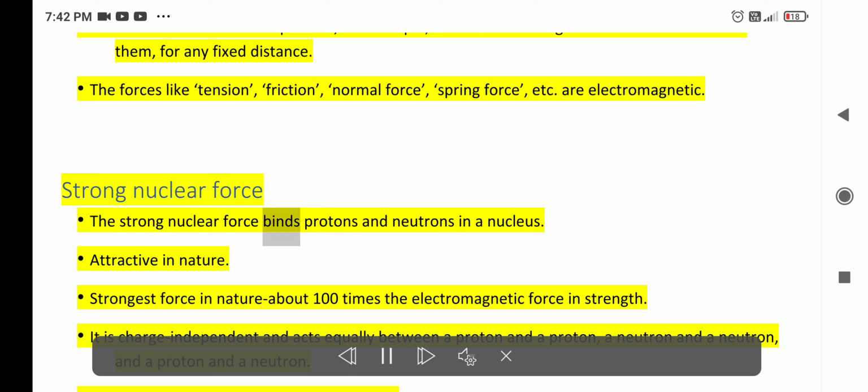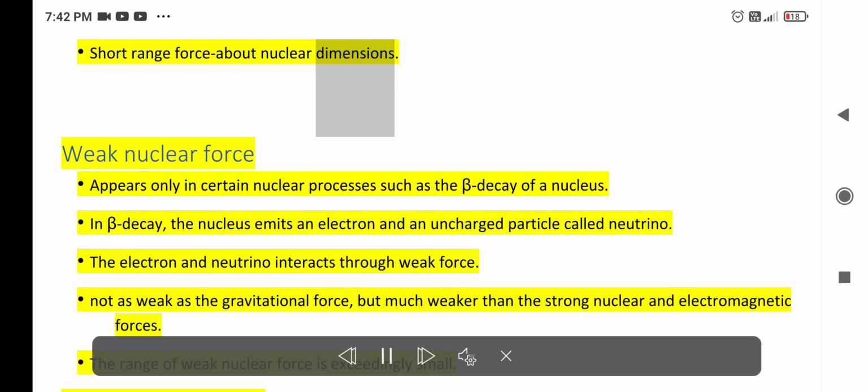Strong nuclear force. The strong nuclear force binds protons and neutrons in a nucleus. Attractive in nature. Strongest force in nature, about 100 times the electromagnetic force in strength. It is charge independent and acts equally between a proton and a proton, a neutron and a neutron, and a proton and a neutron. Short range force, about nuclear dimensions.